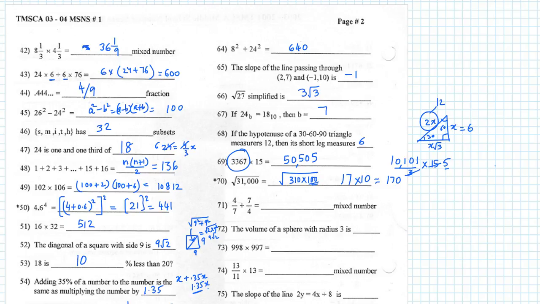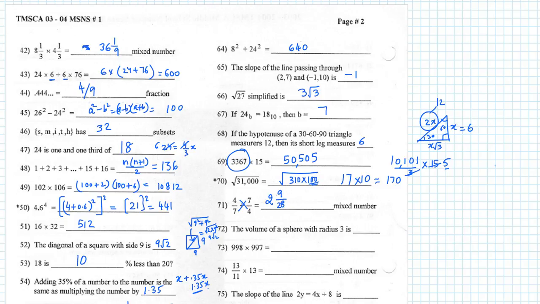Question 71, what's the sum of 4 over 7 and 7 over 4 in mixed number format? So to quickly do that, you just cross multiply, you get 16 plus 49, which is equal to 65, over 28. So 65 divided by 28 is equal to 2. 28 times 2 is 56, and then the remainder is 9. So 2 and 9 over 28. So that would be the answer.